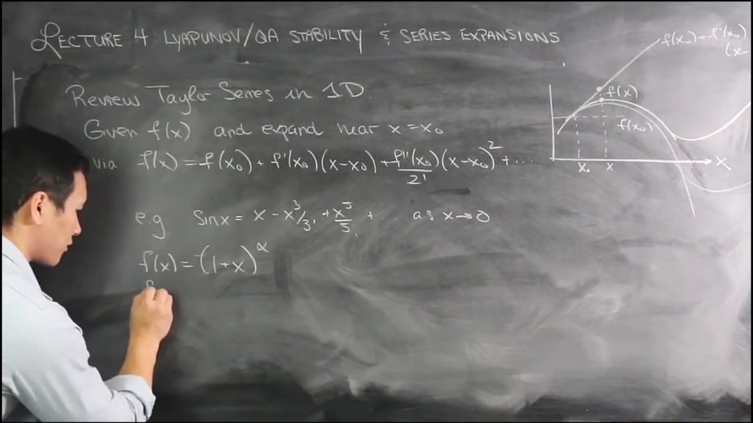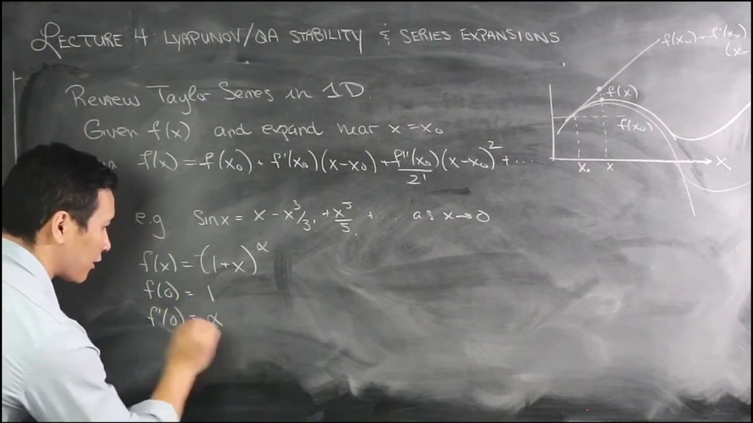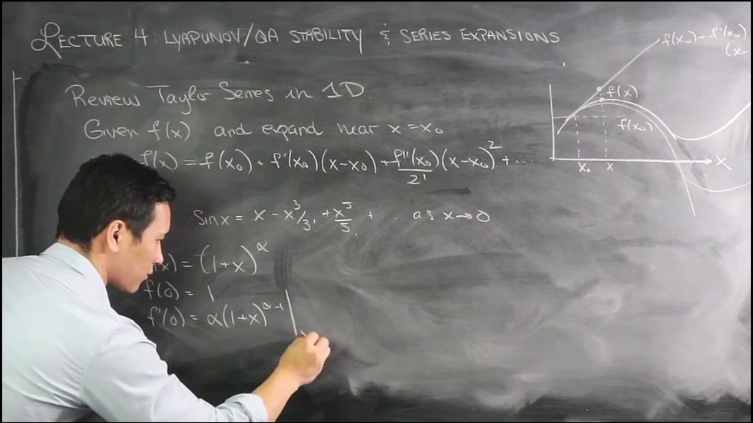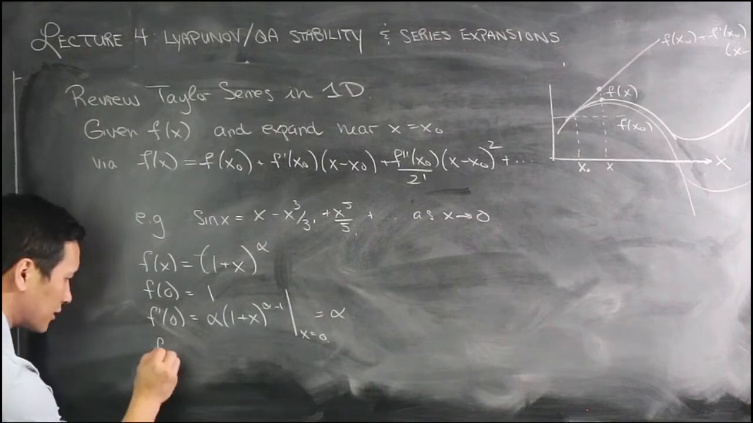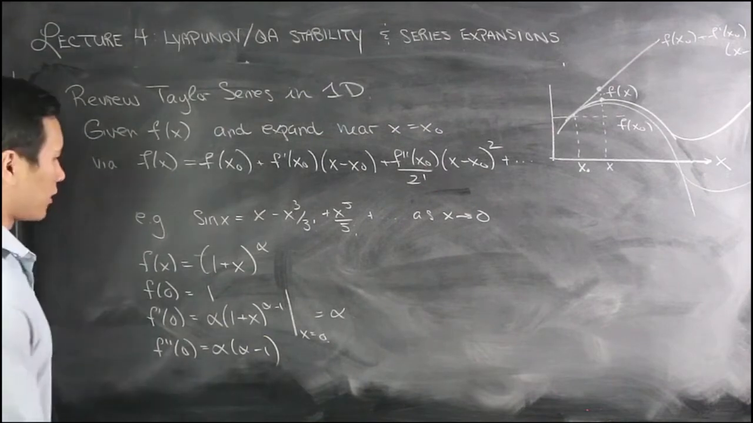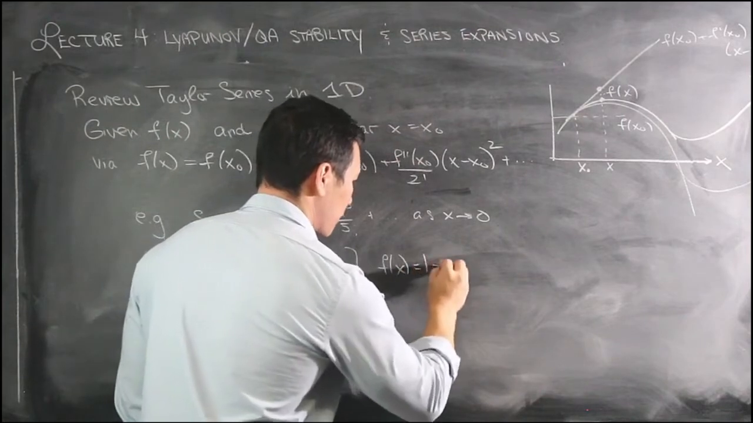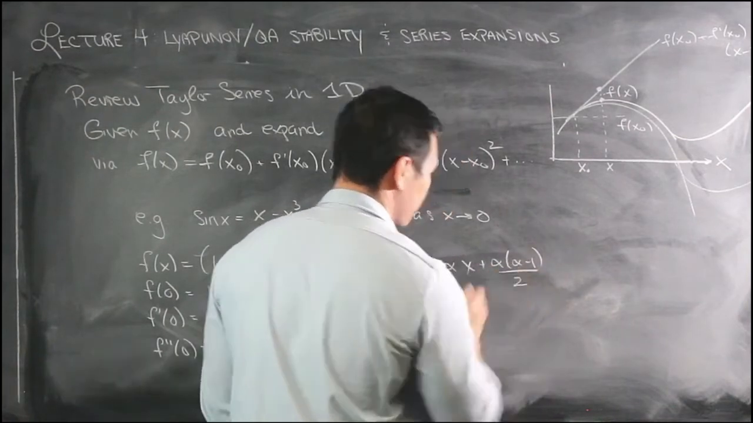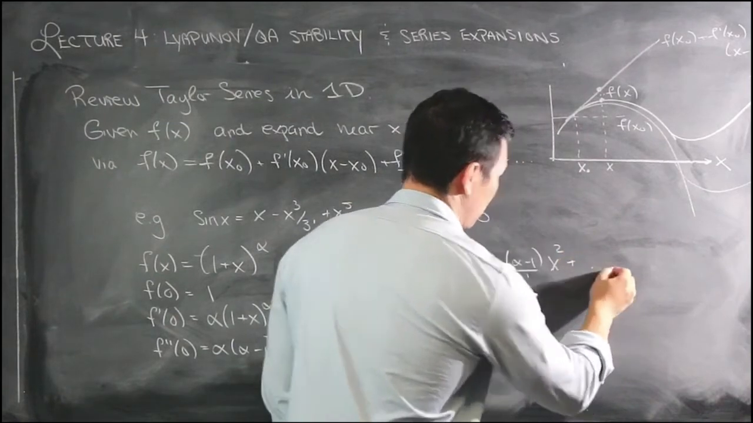Then f of 0 is just 1. Then f prime of 0 is just alpha. Sure, I'll write it out. You take a derivative, then you substitute in the point. This is just alpha, and so forth and so on. F double prime of 0 is just alpha times alpha minus 1. Okay? And so from this, you'd conclude that f of x is equal to 1 plus alpha times x plus alpha times alpha minus 1 over 2 factorial times x squared plus so forth and so on.